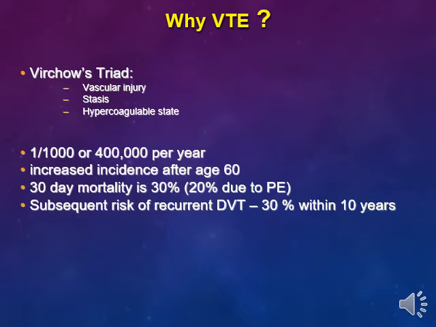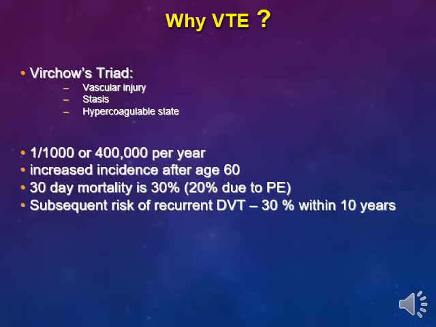Why are we discussing DVT or VTE? Because its prevalence is very high. It affects one person per 1,000 persons, or 400,000 per year. It is a very high incidence of DVT. The incidence increases with age. The 30-day mortality is about 30%, usually from pulmonary embolism.